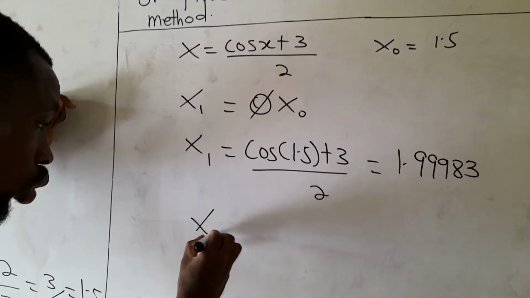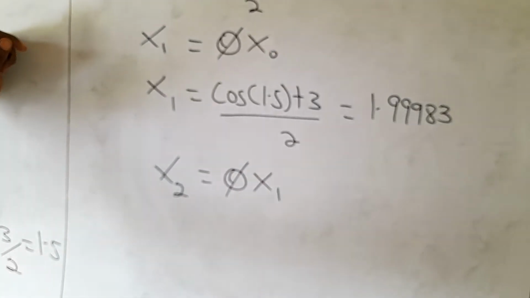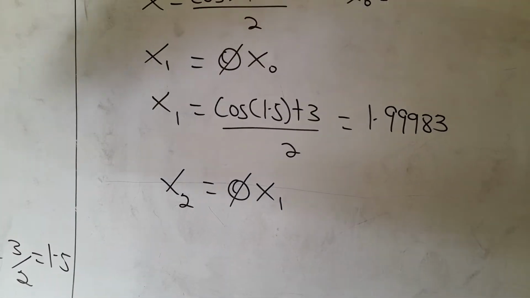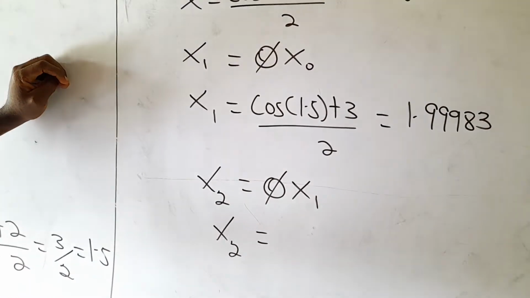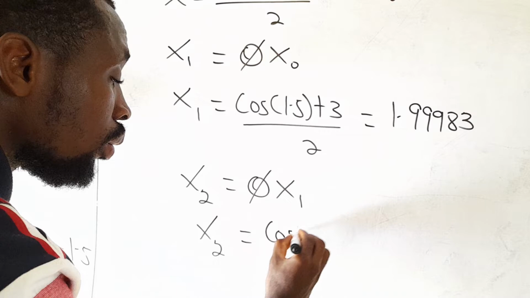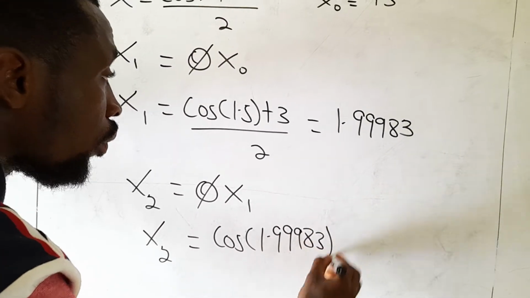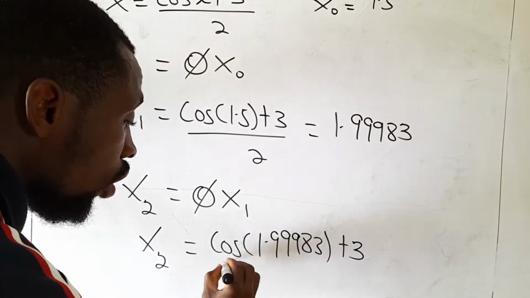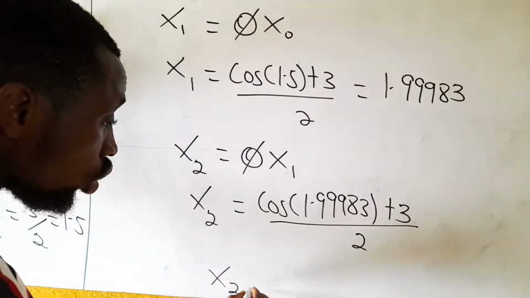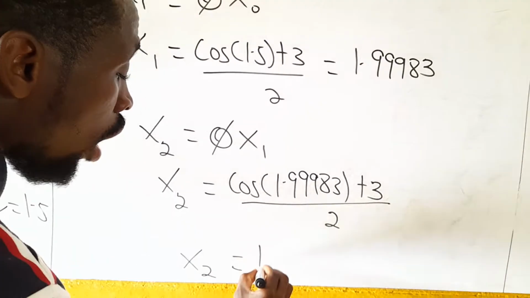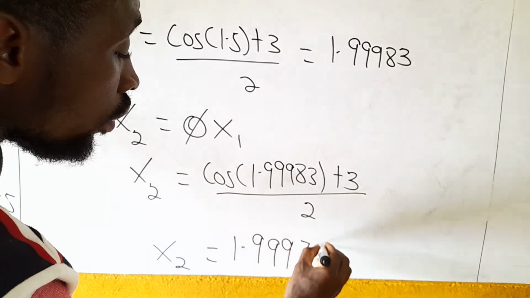Now our x2 will be the substitution of x1 in place of x in the function we made the subject. So our x2 will be equal to cos of 1.99983 plus 3 all over 2. When we do that very well, we get our x2 to be 1.99970.